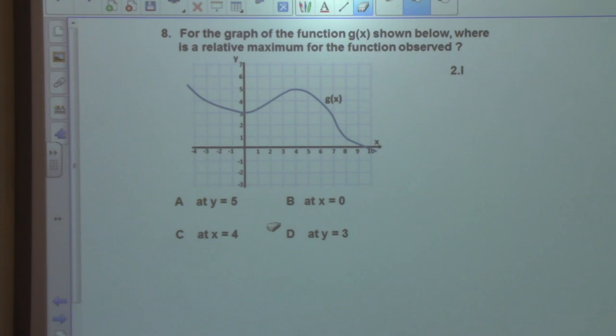This one here, where is a relative maximum for the function observed? Well, it's going to be right here, where x equals 4. And so where means what x value, or what input value. So that would be 4.